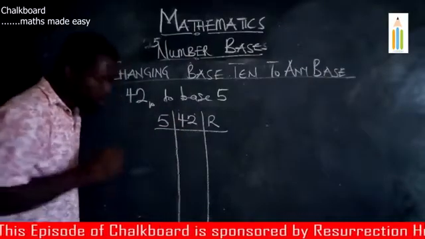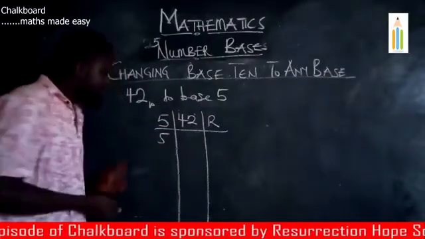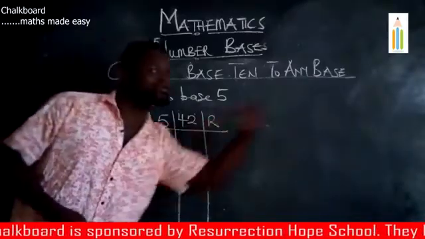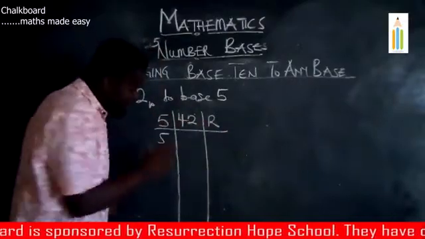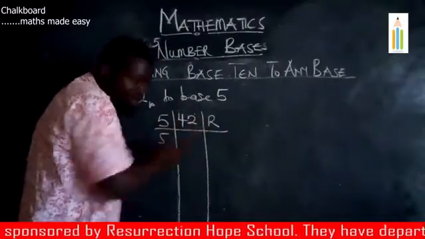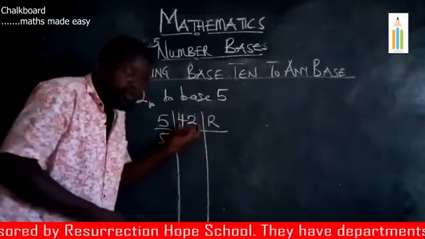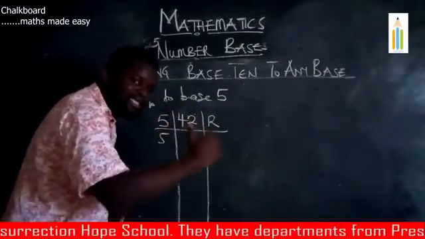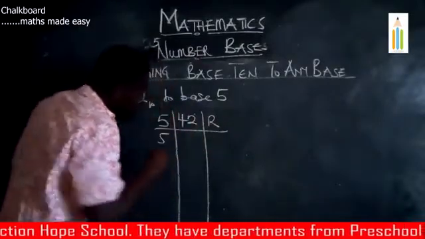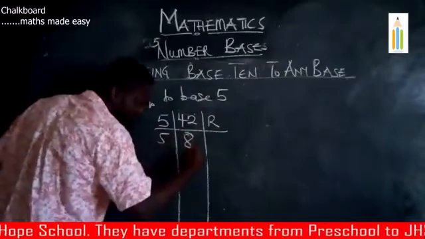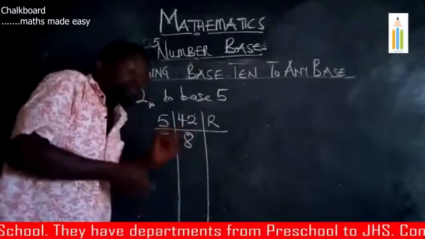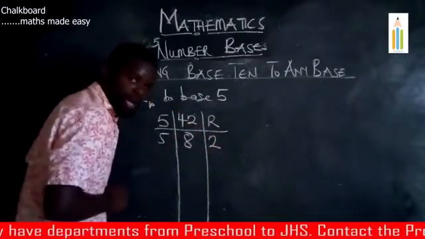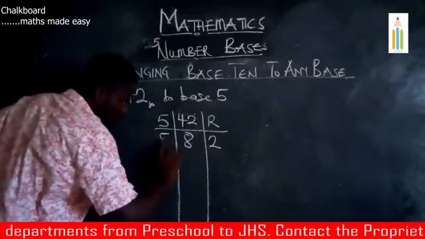Then we start working. Now 5 times what will give you 42 or closer to 42? Because we know that 5 cannot go into 42, right? So we say 5 times what gives you 42 or closer to 42. We know clearly that 5 times 8 gives us 40. So 40 plus 2 gives you 42. That is the remainder, so that remainder will come here as 2. Are you good? Now we are done with the first one.